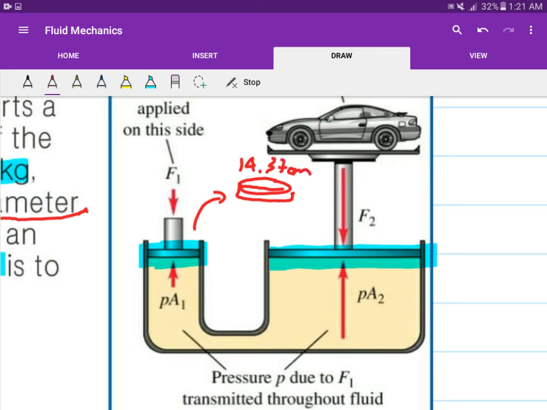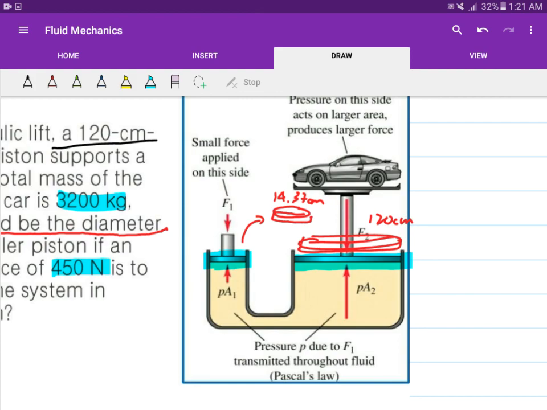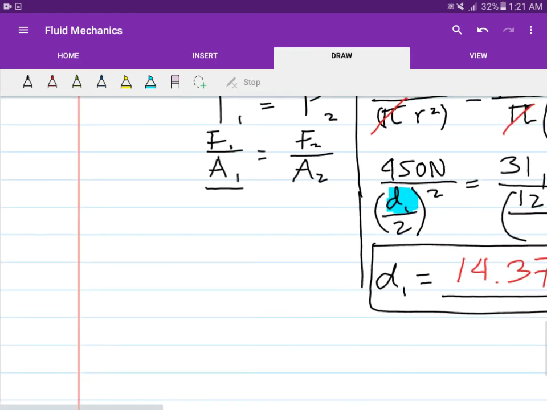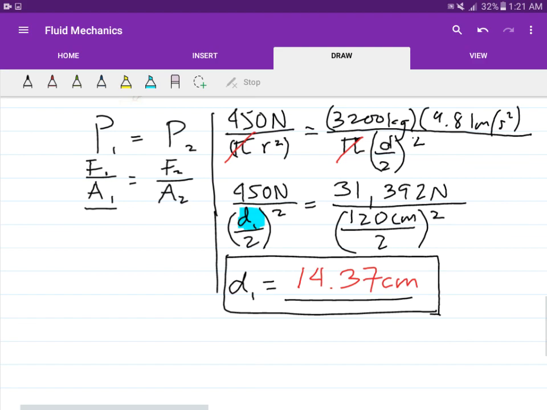So this is very much smaller compared to the diameter of this piston, which is 120 cm. So again, there is a trade-off between the force applied and the area. So this is how Pascal's principle works in hydraulic lifts.